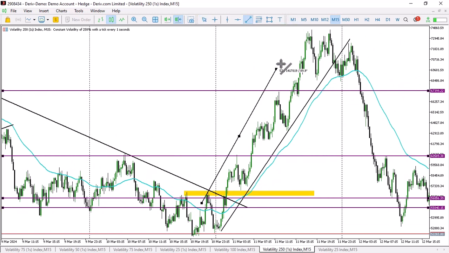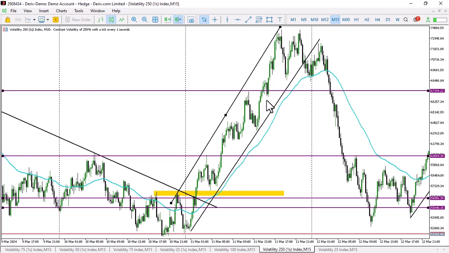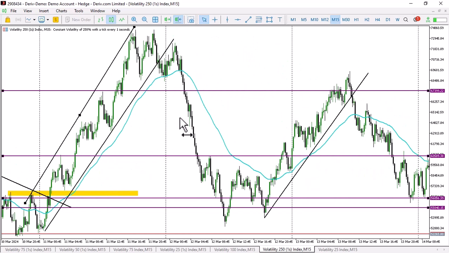Let's look at this one. This was a channel for a whole day, right? As I'm telling you guys, this is a channel, and where does it break? It breaks there, it breaks here and retests at that particular zone, and you are going to be looking out for a move that looks like that.